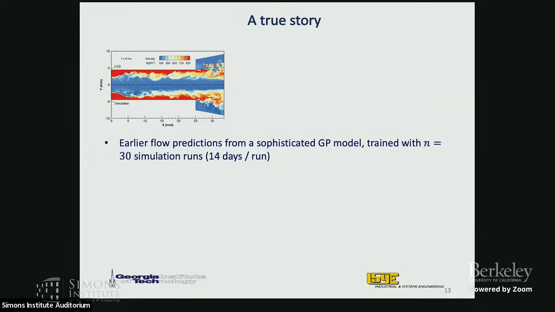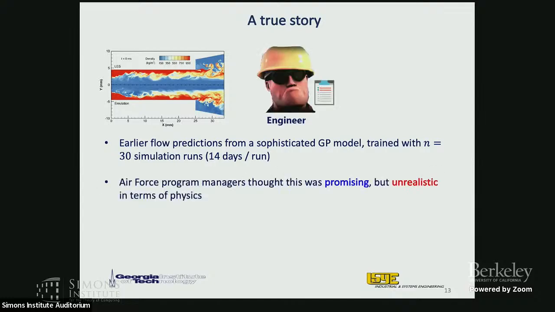Okay, here's a true story. This is from Georgia Tech, the ISYE, my stats group, and aerospace. For example, for the earlier flow prediction from a sophisticated GP model, the one we developed, the aerospace people did 30 simulations, each one taking 2 weeks. So you can imagine how long. After that, we ran a GP. That was very good.